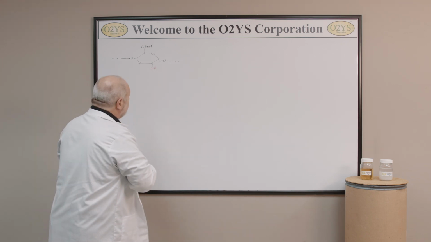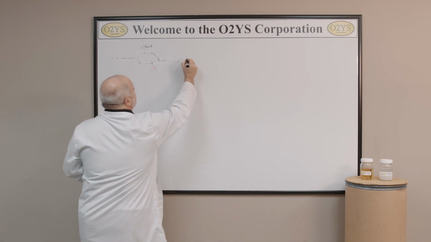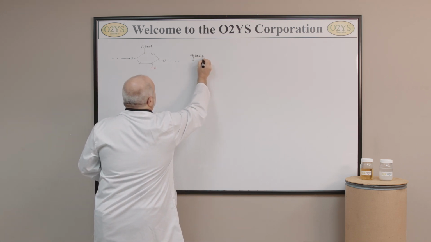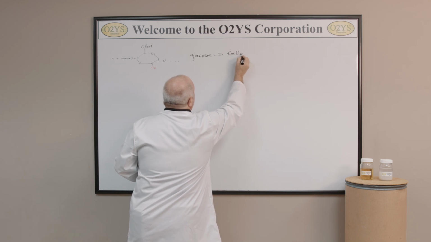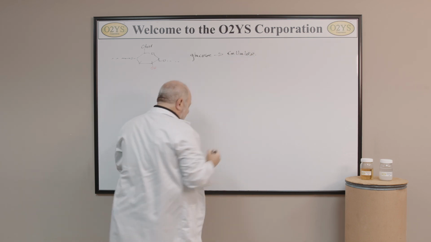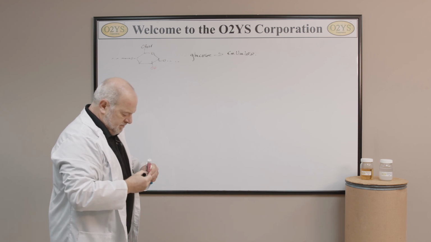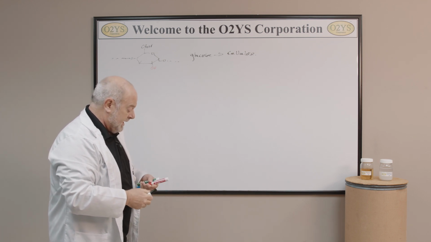So this structure I've drawn is glucose, which forms the polymer cellulose, which is the most abundant biological polymer on the planet.